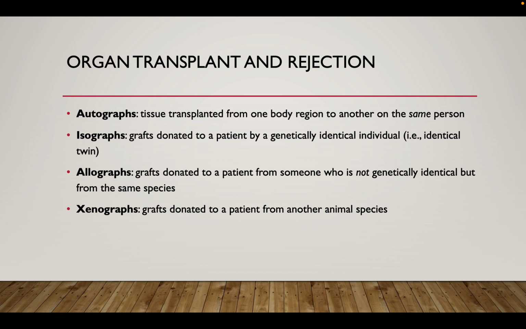And then you have a xenograft, which is a tissue or an organ that is coming from an animal outside of your species, so a different animal species. So this is common with porcine or pig heart valves that can be placed in individuals with a valvular heart disease, or for some other reason they need a heart valve replacement.